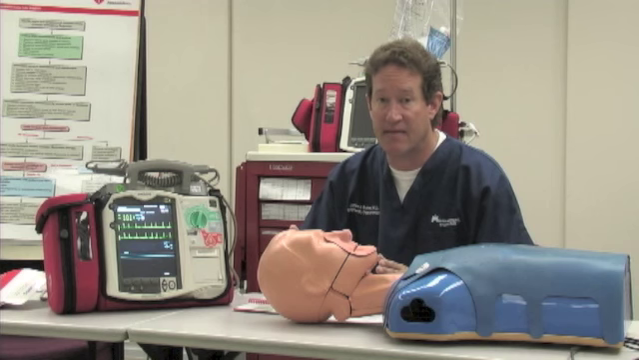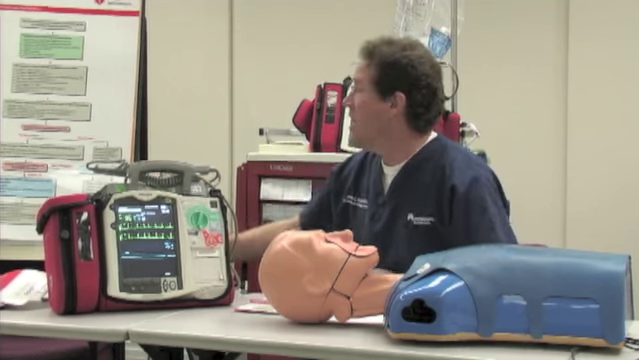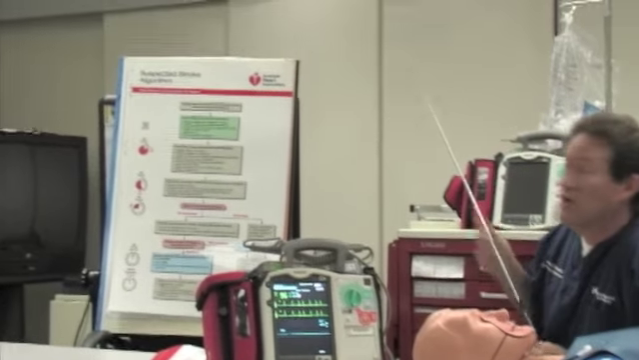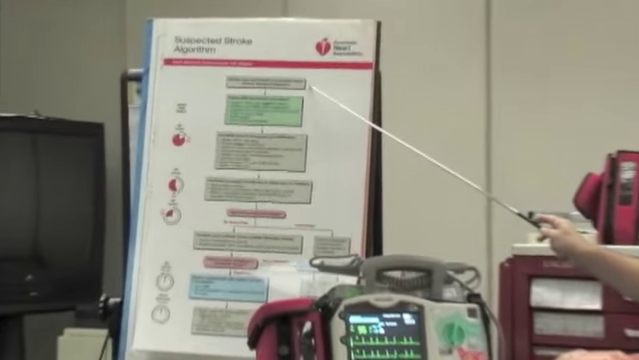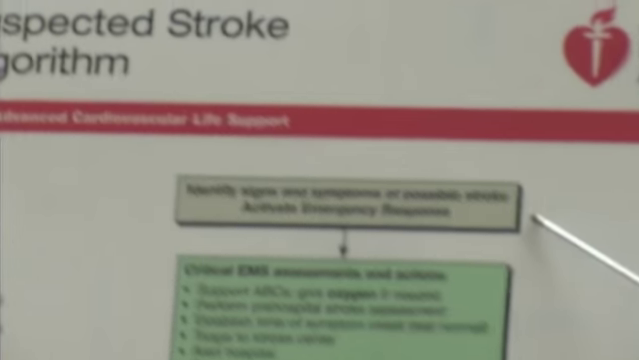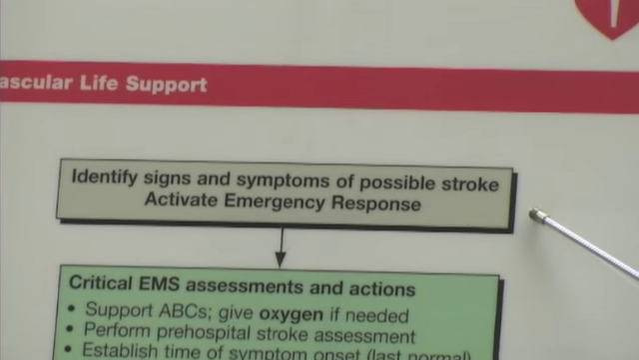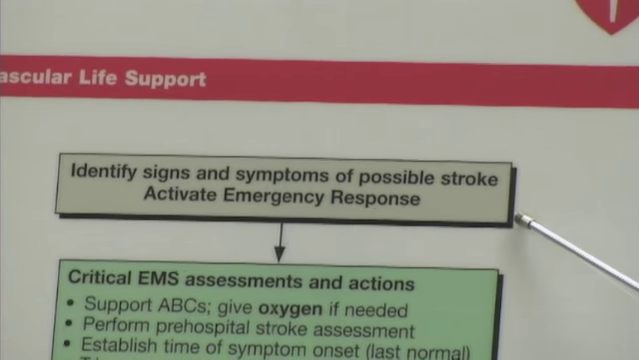All right, so let's go through our poster, our algorithm produced by the American Heart Association. And starting at the top, identify signs and symptoms of possible stroke. So that's going to be our Cincinnati pre-hospital stroke scale of slurred speech, facial droop, or one-sided weakness.